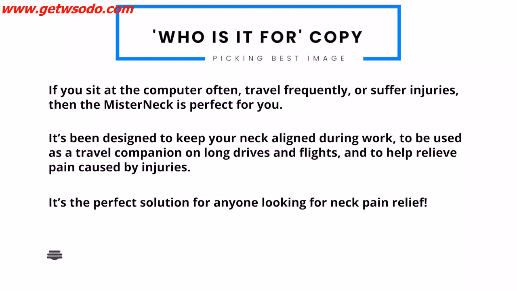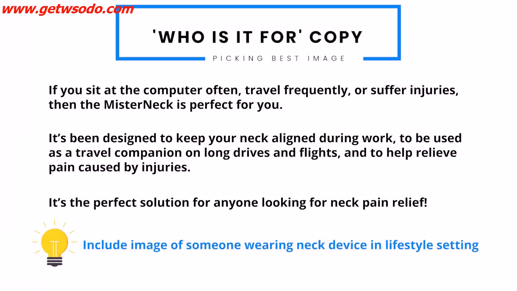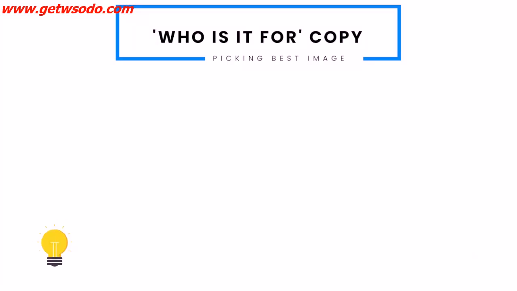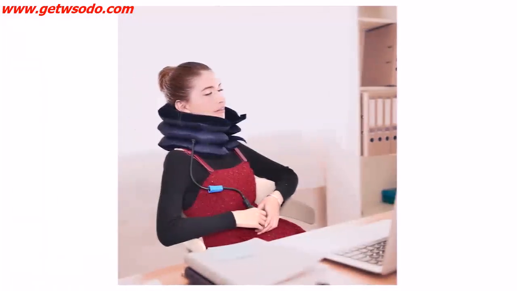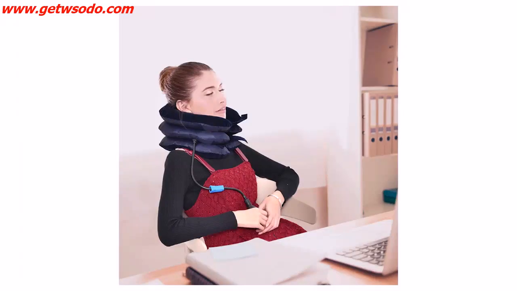One potential idea here is to include an image where someone is wearing the neck device in a lifestyle setting. Maybe someone who's at the office working on some project or reading a book. Now after looking around, I was able to find the following image. This image is great. It shows a realistic scenario, someone working on their computer while wearing the neck brace. And at this point, I also thought it might be good to include a short list of other potential real-life scenarios in the image on the right.